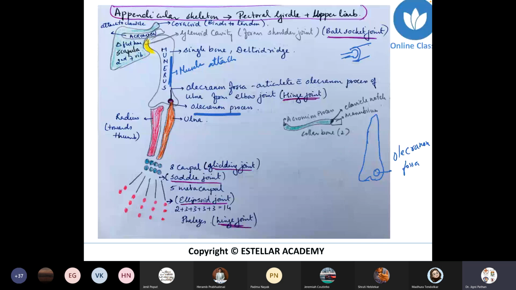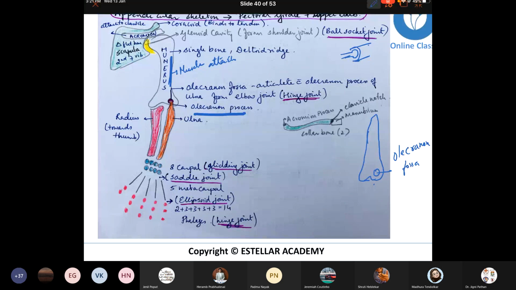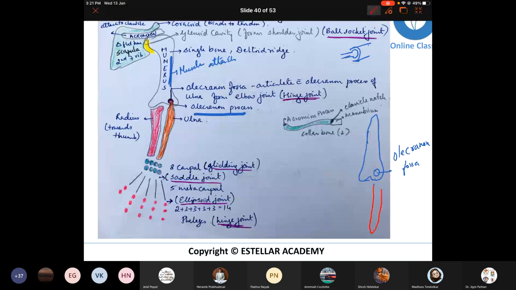So, if this is the ulna, let me draw. This is the ulna. The ulna has a process called the olecranon process. This olecranon process fits into the olecranon fossa. Done. This forms the elbow joint.